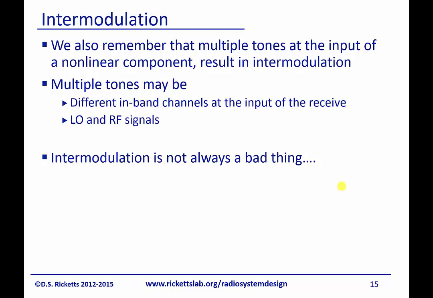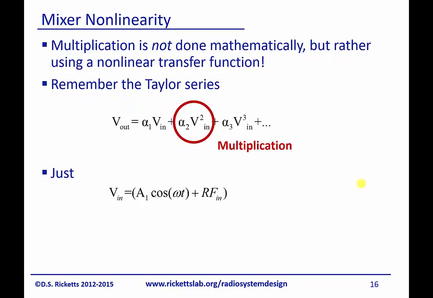In fact, every radio system uses a specific nonlinearity to achieve one of the most fundamental functions, and that is the mixer. So multiplication, until we had digital radios, was almost exclusively not done mathematically, but rather using a nonlinear transfer function. If you remember, the Taylor series of a nonlinear transfer function has a squared component. And if we set the input to that nonlinear system as the sum of our LO and our RF signal, it will multiply them for us.